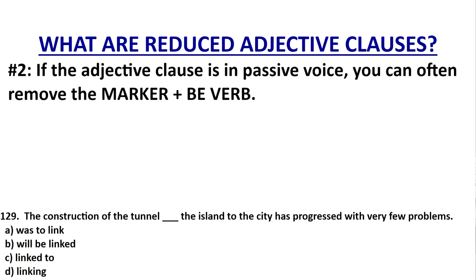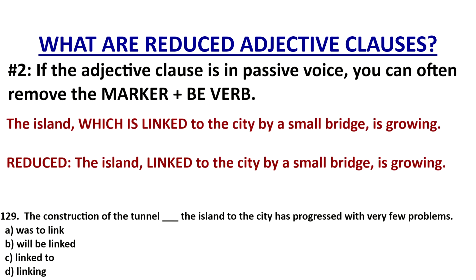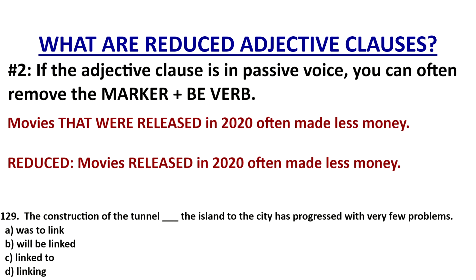Second way, if an adjective clause is passive, you can choose to remove the subject plus be verb. Let's look at an example. The island, which is linked to the city by a small bridge, is growing in size. Which is linked to the city by a small bridge is my adjective clause, but I'm going to reduce this. I'm going to take out the marker which and the be verb. The island linked to the city by a small bridge is growing in size. Notice which and is are removed here.